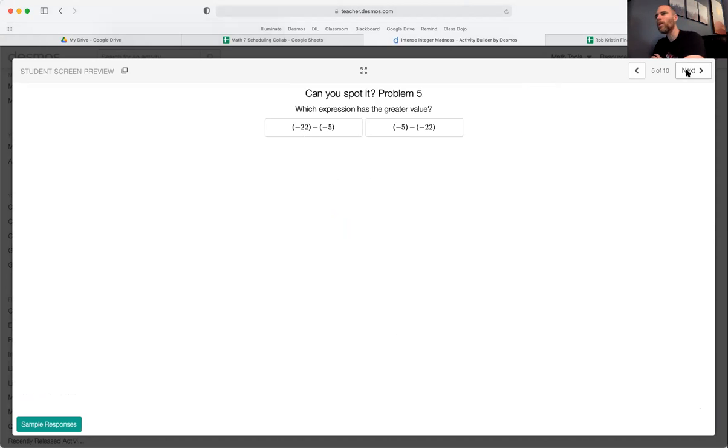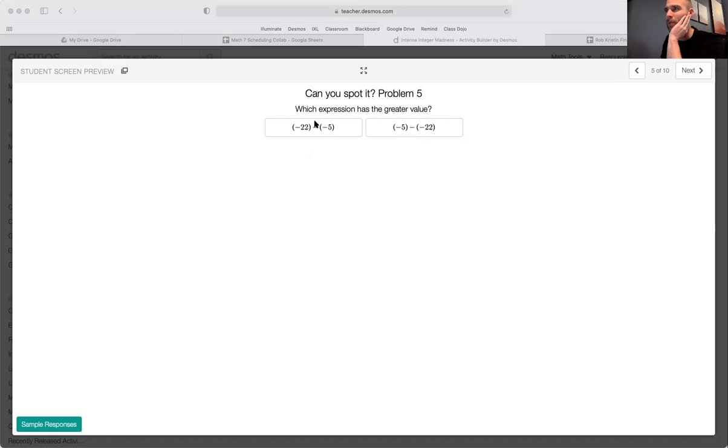Okay, which expression has greater value between these two? So both of them are subtracting a negative, right? I see -22 minus -5, and I see -5 minus -22. As we saw on a previous slide, subtracting a negative is literally the same as adding a positive. So both of these can be written with the minus negative portion just rewritten with the plus sign.